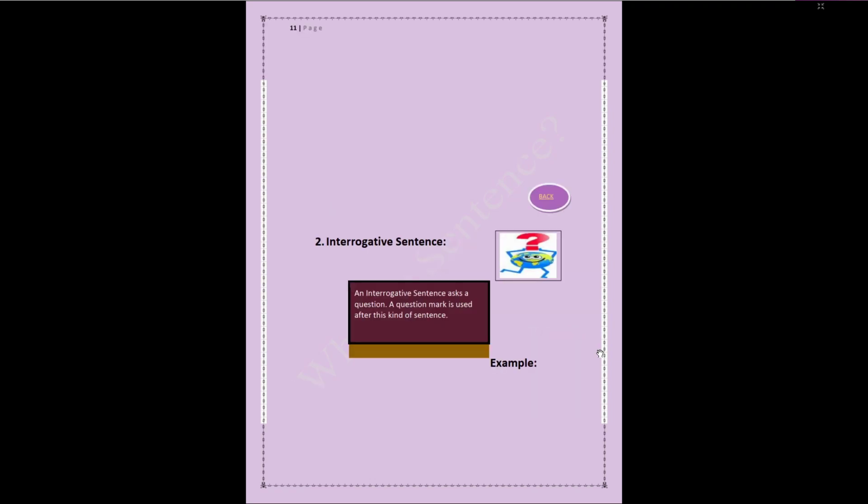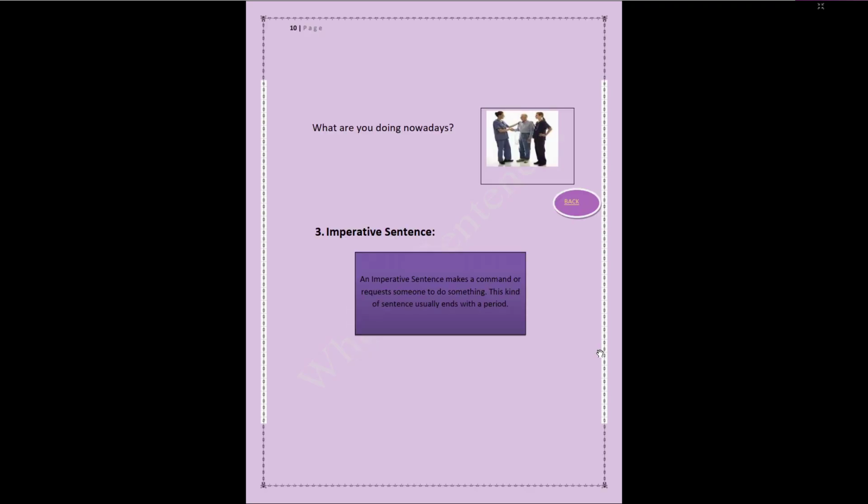An interrogative sentence asks a question. A question mark is used after this kind of sentence. Sentences that are used to ask questions are called interrogative sentences. Like, are you Mrs. Sharma? What are you looking for? What are you doing nowadays? All these are examples of interrogative sentences.